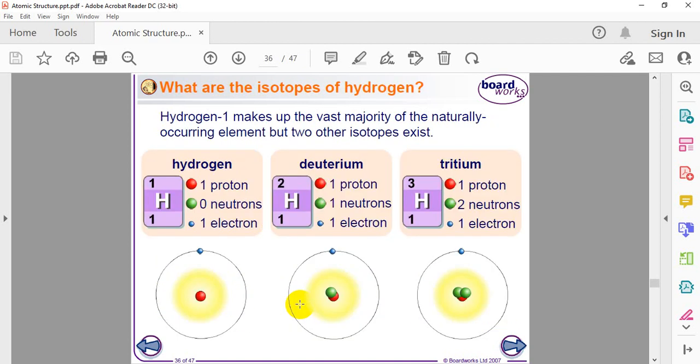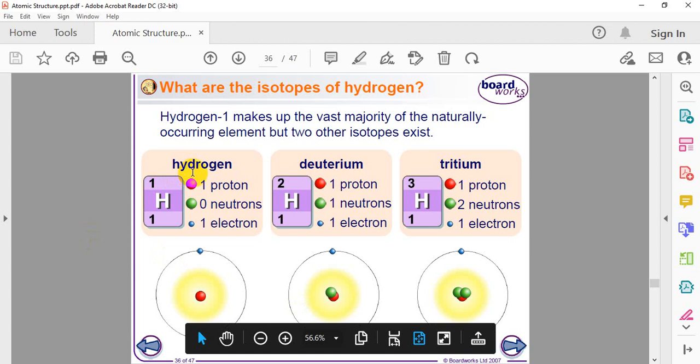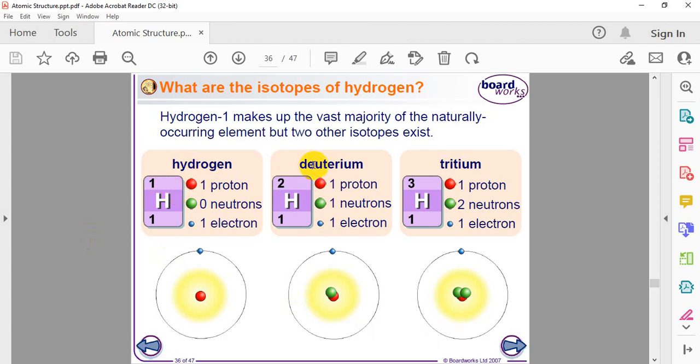So let's take hydrogen. Hydrogen has 3 isotopes. The first isotope, which is naturally occurring and the most abundant, is hydrogen. The second is deuterium. The third is tritium. Hydrogen has 1 proton. It also has 1 electron. It has no, or 0, neutrons.